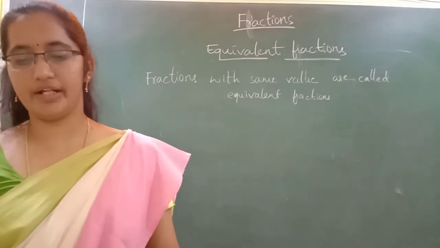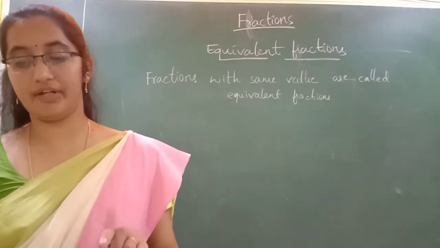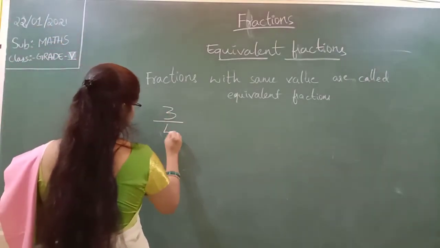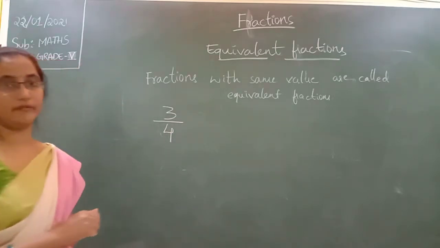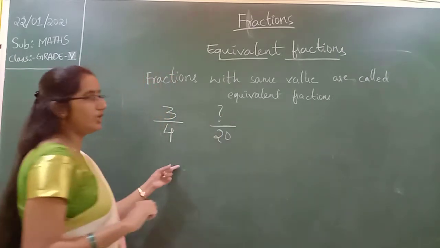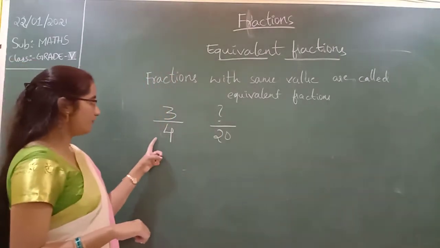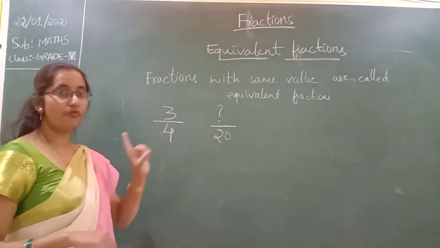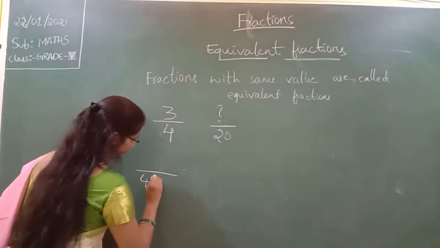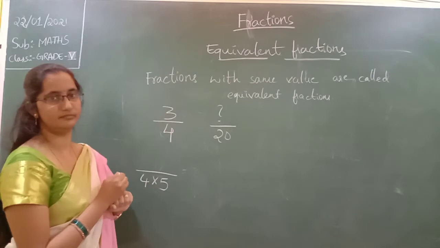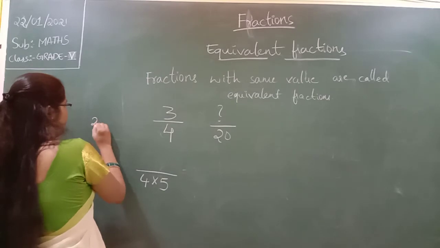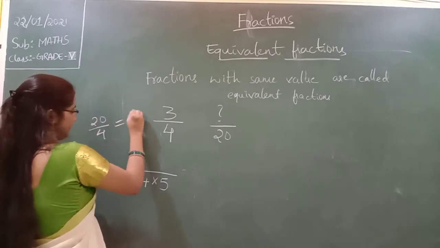Example 2. Find an equivalent fraction of 3 by 4 having a denominator 20. We don't know what the numerator is, but 20 should be the denominator. In the fourth table, where will you get 20? 4 fives are 20. That is 4 into 5. Divide 20 by 4, you will get 5.